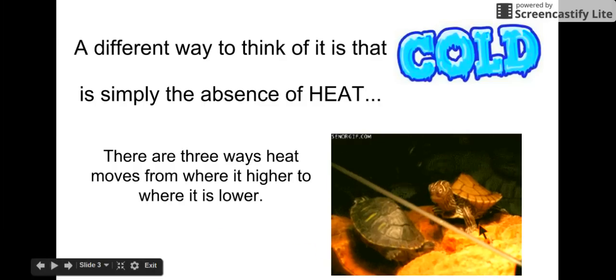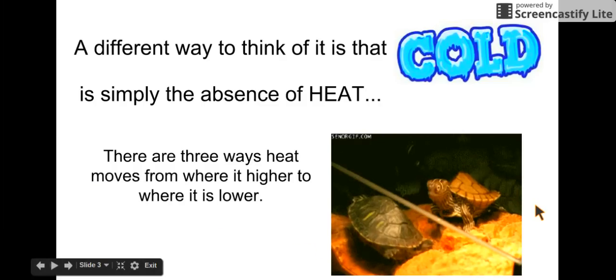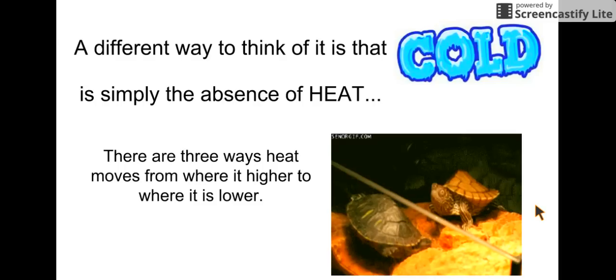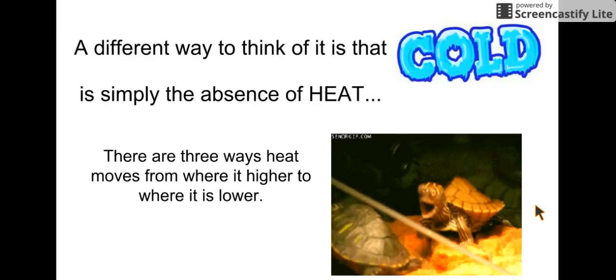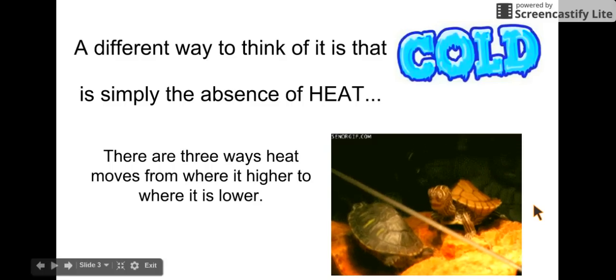By the way, you'll see this little GIF. That's because a lot of people are kind of surprised by that concept, to think that perhaps there is no such thing as cold, more just the absence of heat.